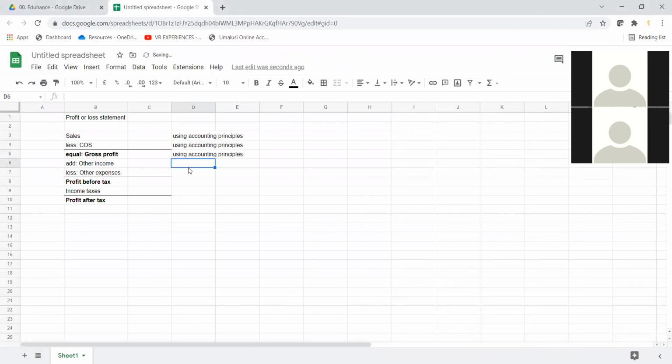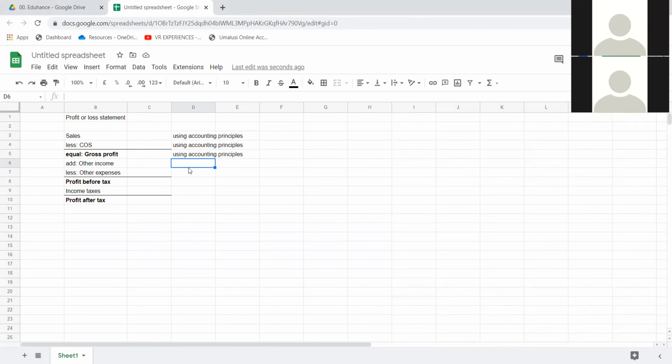Then you have other income. Other income is whatever, interest income, rent income. This other income comes through different standards, IFRS 9, IFRS 13, different standards. So as a result, it's based on accounting standards.